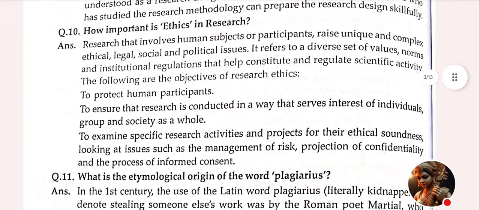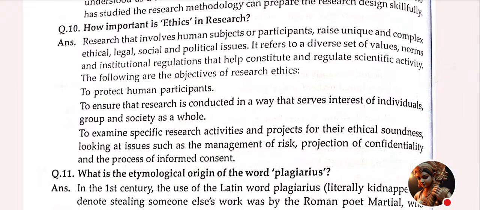Question 10. How important is ethics in research? Research that involves human subjects or participants raises unique and complex ethical, legal, social, and political issues. It refers to a diverse set of values, norms, and institutional regulations that help constitute and regulate scientific activity.